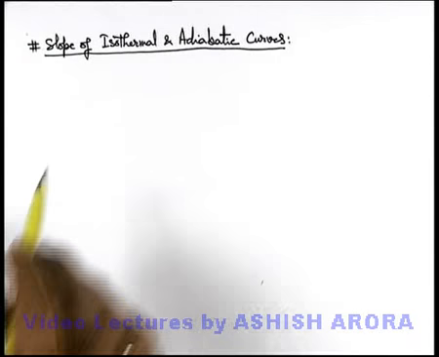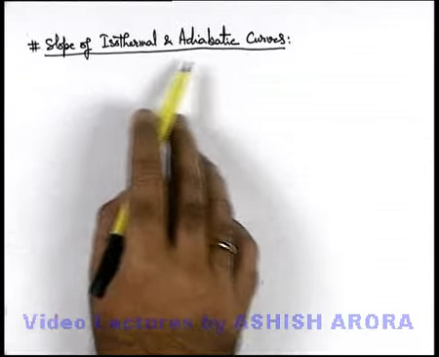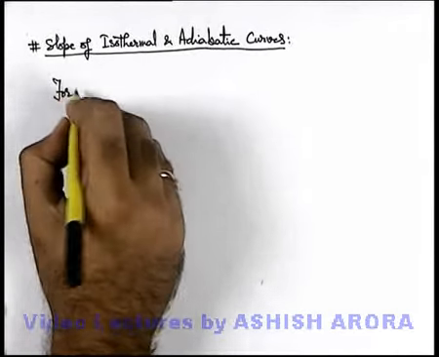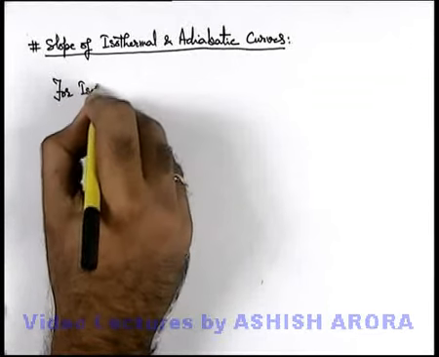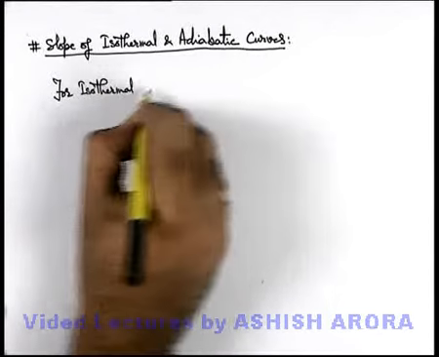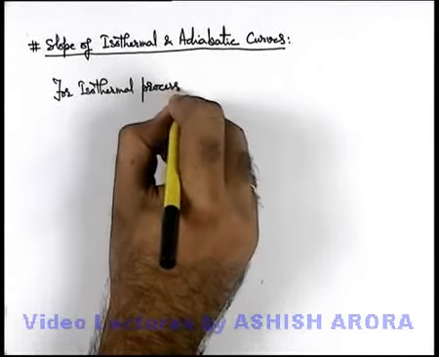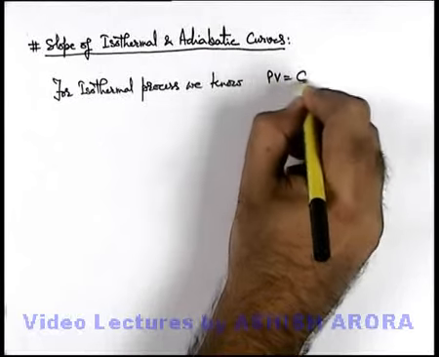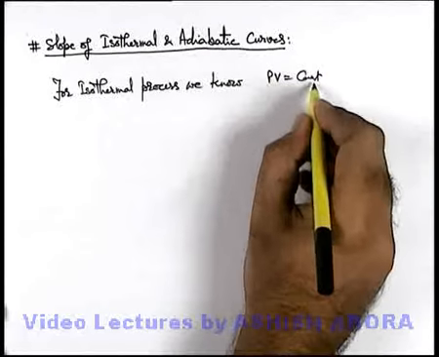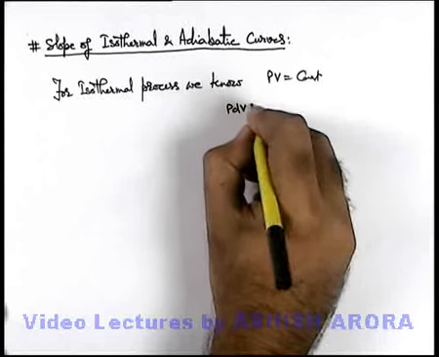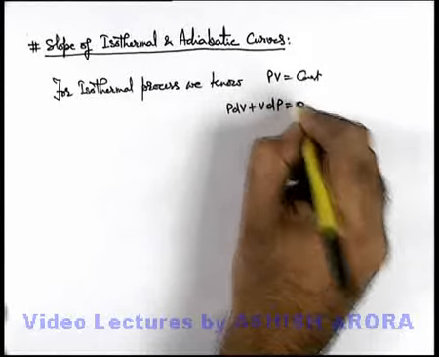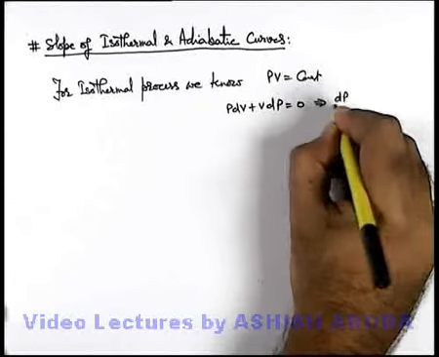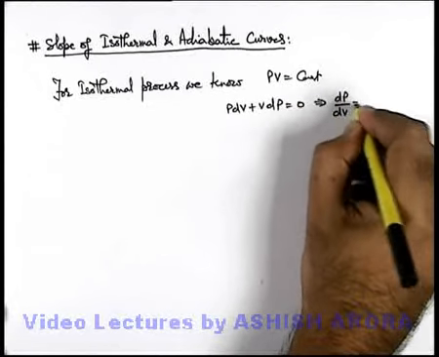In this section, we'll compare the slopes of isothermal and adiabatic curves. If we start with isothermal curves, for an isothermal process we know we can write PV is a constant. If we differentiate this expression, we get P dV plus V dP is equal to 0. From this expression, we can find the value of dP by dV, that will give us minus P by V.